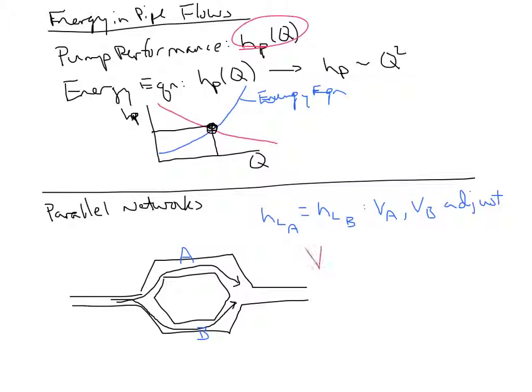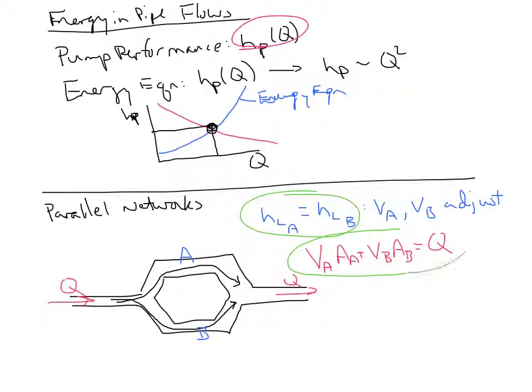Second relationship is that VA times the area of A plus VB times the area of B has to equal Q, where Q is the total flow entering and exiting this junction. So together that gives us two equations, the first being the equivalency of the head loss, the second being the equivalency of, or mass conservation, from which you can solve for the two velocities or the ratio of the velocities.